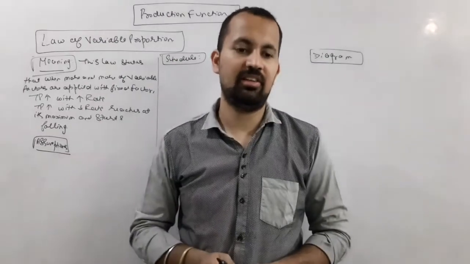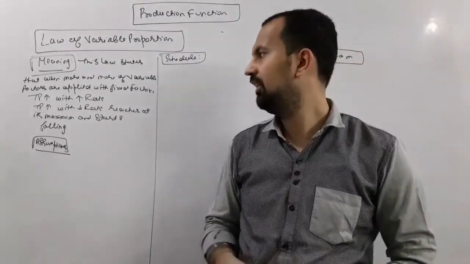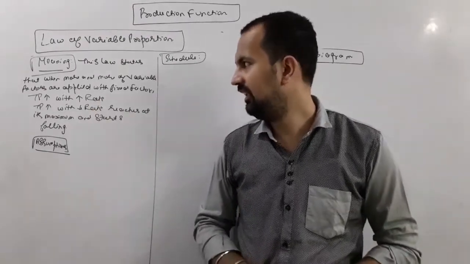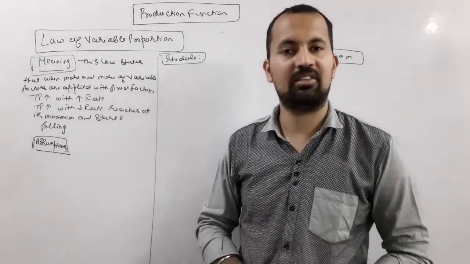The meaning is quite clear to you, I think. What does the law state? As more and more of variable factors are applied with a fixed factor, TP increases with increasing rate, TP increases with diminishing rate, reaches its maximum and ultimately starts falling.